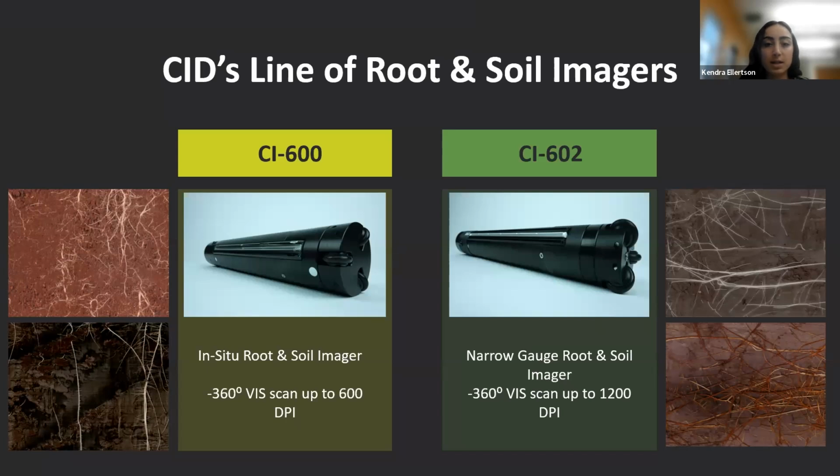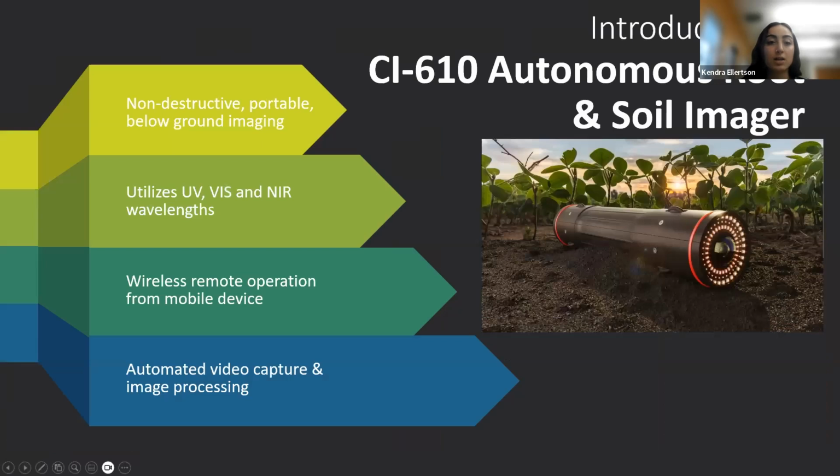Along with our CI600 and our CI602, we are introducing our CI610 autonomous root and soil imager. This device has not yet been released. We're still in the phase of figuring out how all the components are going to fit together, making sure we can give users a really good image quality and fit all of the tools and features that we want into this device.